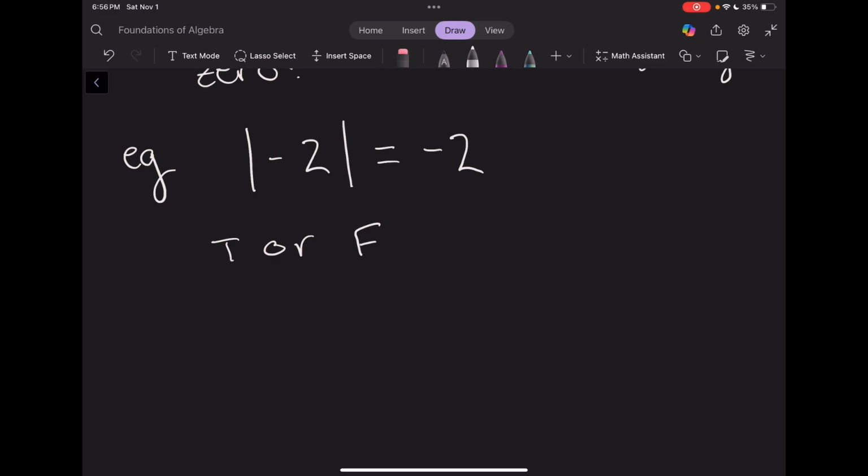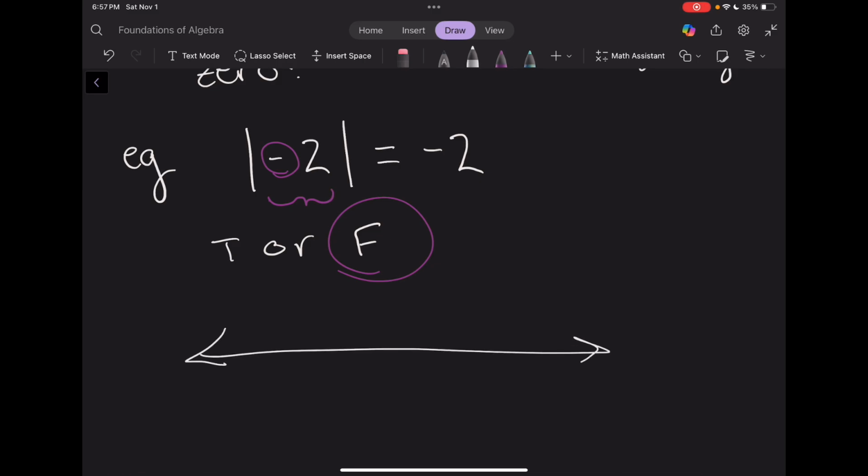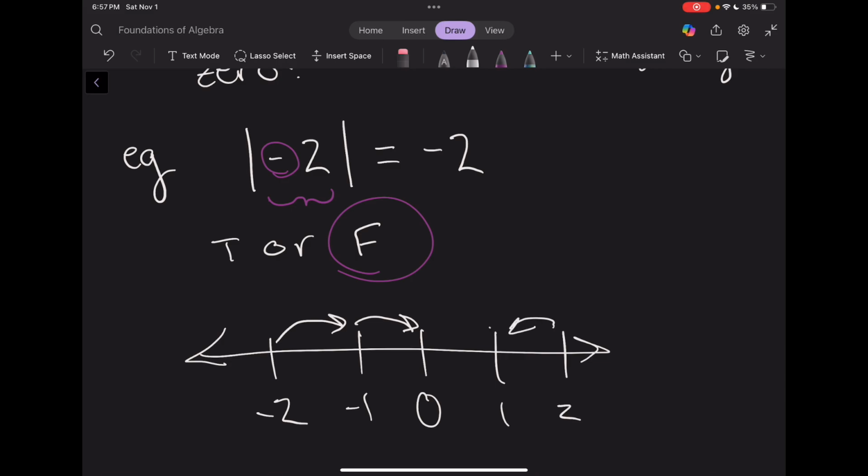So let me ask you a question. Is this true or false? So since I have a negative value inside these absolute value bars, it is asking me how far away I am from 0. So even if I'm a negative number, I'm still 2 spaces away from 0. It doesn't matter if I'm over here or over here. I'm counting for space or time.